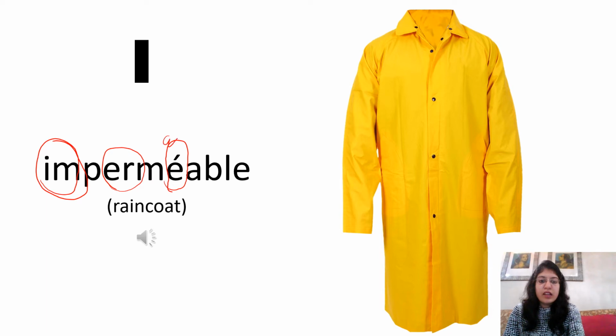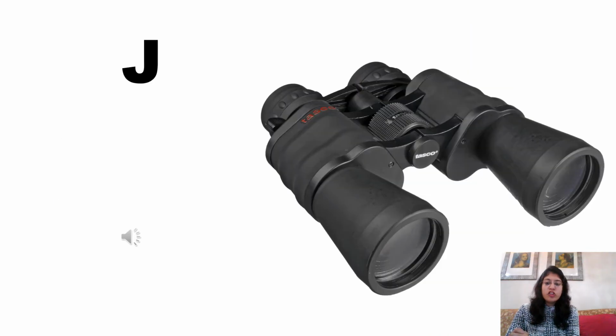It is pronounced as A. So imperméable. A is pronounced as A. So it becomes imperméable. Now listen to the pronunciation of the native French speaker. Imperméable. Again, imperméable. J is called G in French. G stands for jumelle.